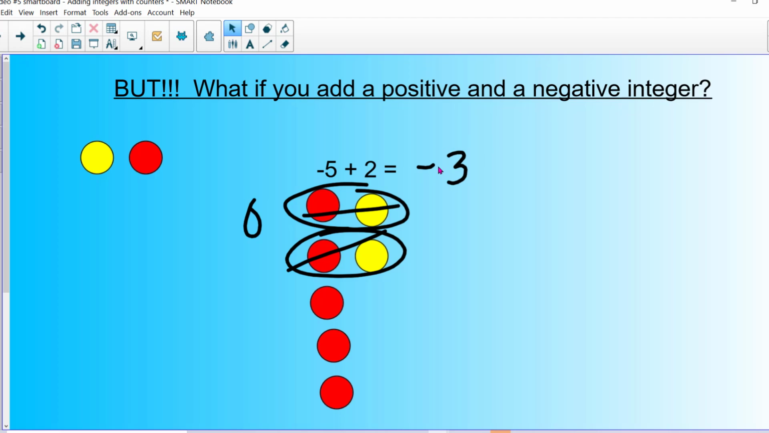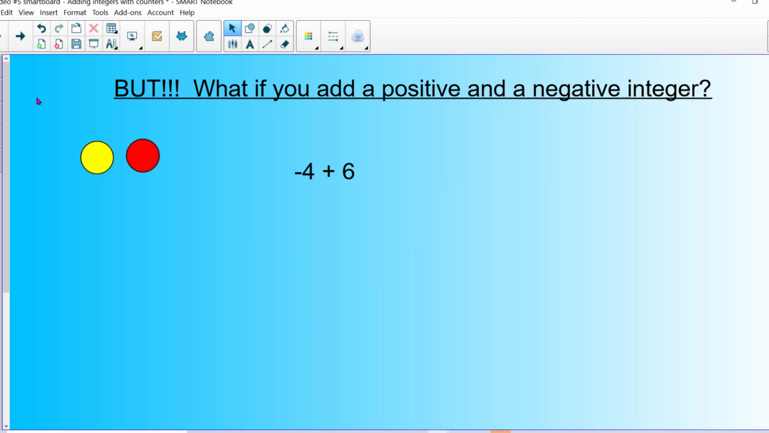Why do you think my answer was negative? You notice how you have more negatives than we did positives? And those 2 positives canceled out 2 of those negatives, right? Made 0, a 0 pair. And what we were left with was -3. All right, but what if we have more positives?